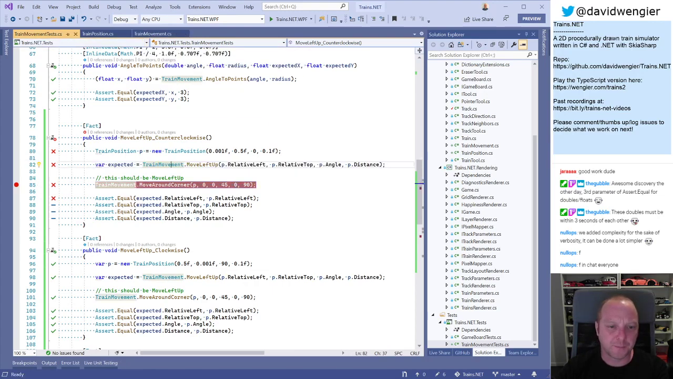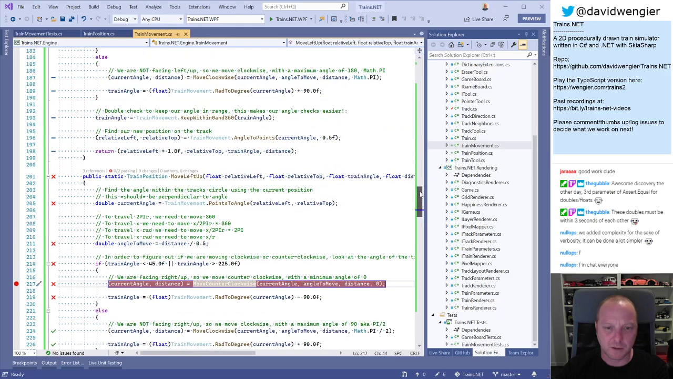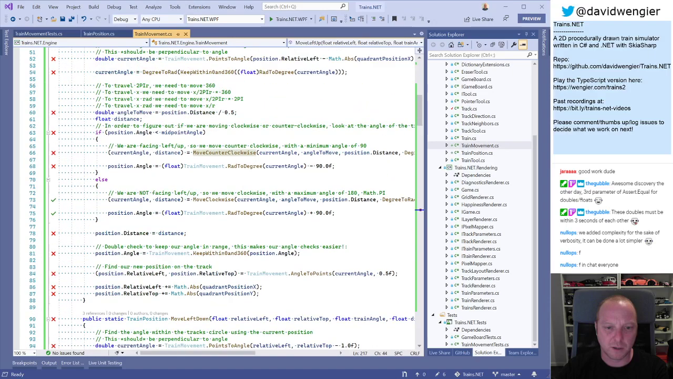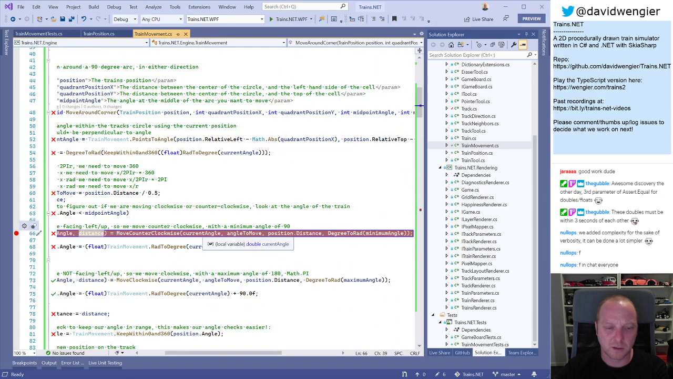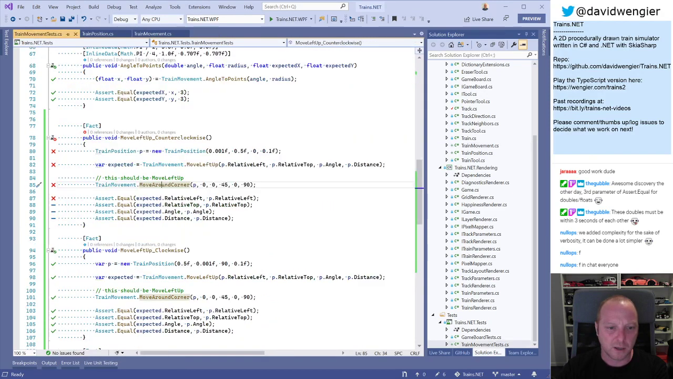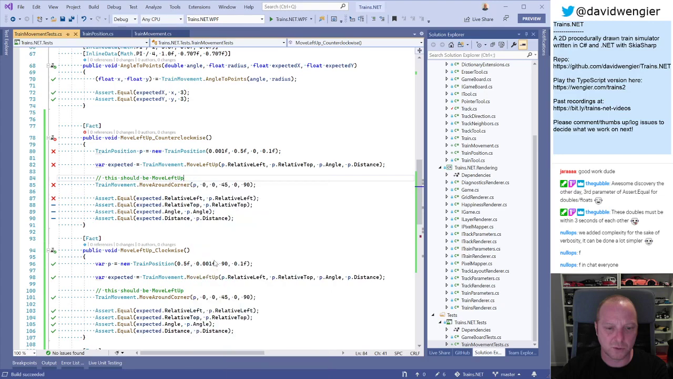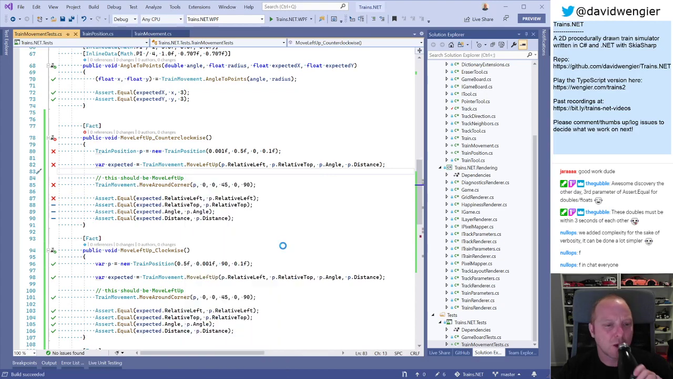Okay. I'm doing this. Put a breakpoint there. And put a breakpoint here. And let's just see what the difference is. Because these two, oops, not run, debug. These two methods should be doing the exact same thing.